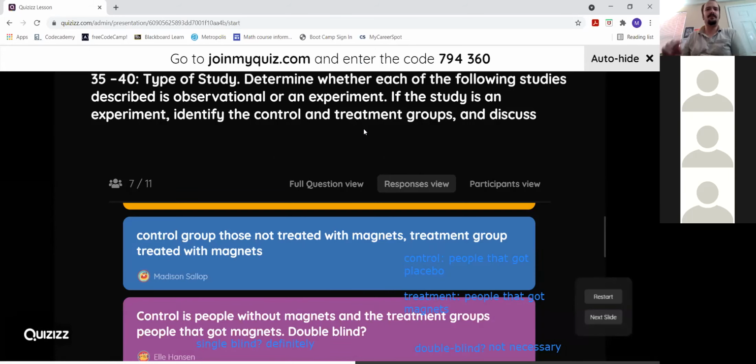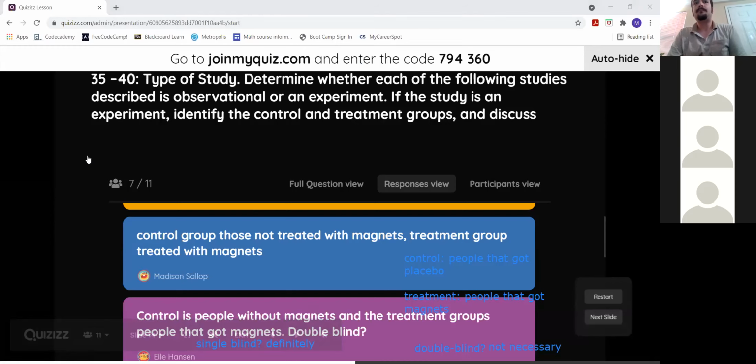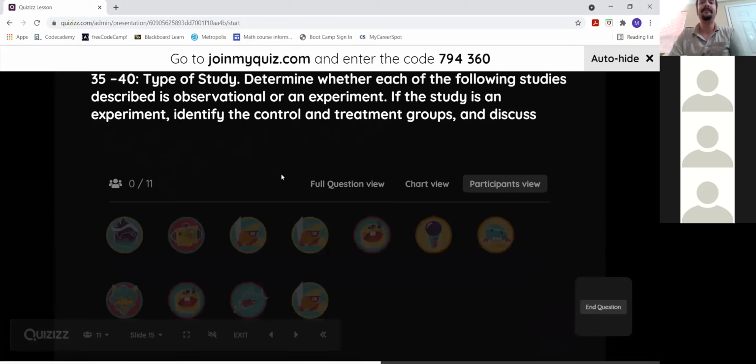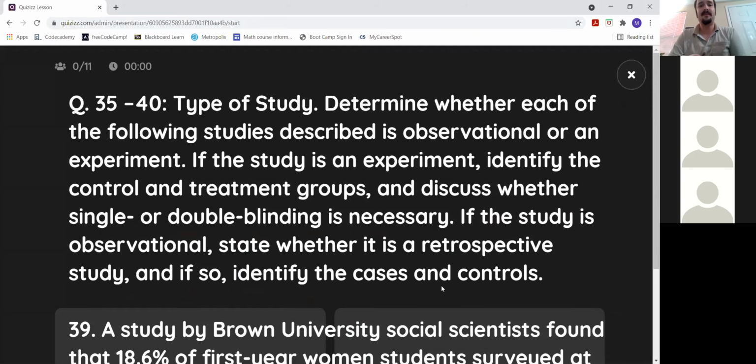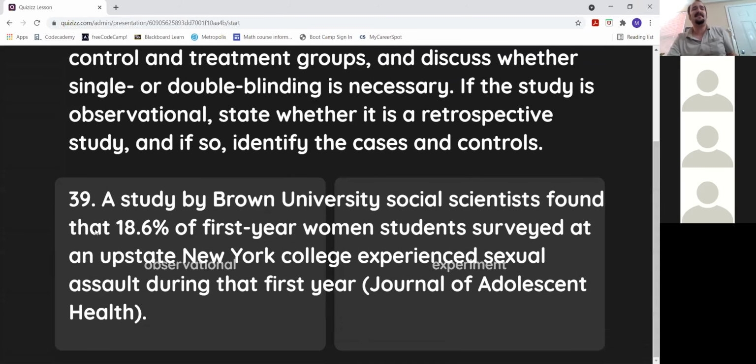Are there questions on what single blind and double blind means? That's the main thing to take away. I don't think there's any question. Oh wait, what? So single blind means the person being experimented on doesn't know. Double blind means both the person being experimented on and the person conducting the experiment don't know whether it's the treatment or the placebo. So that one you definitely want to do single blind. Double blind is probably not necessary.